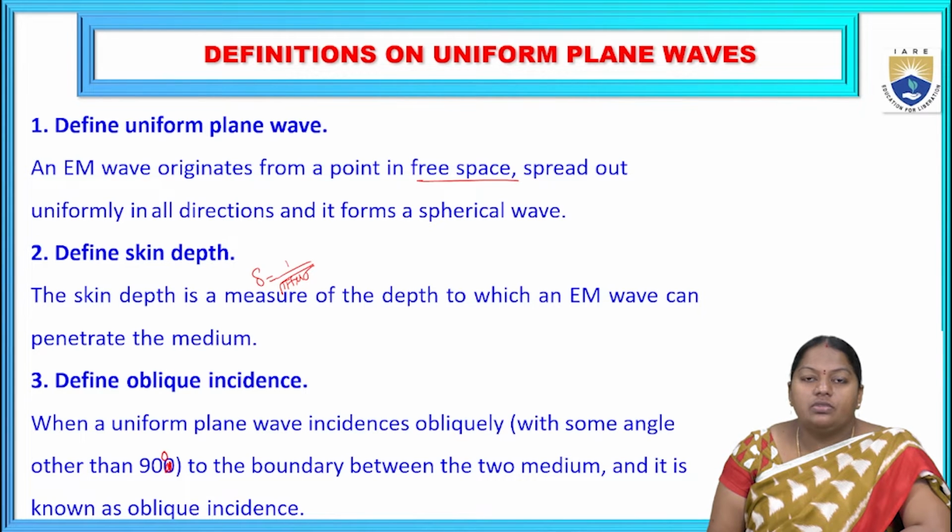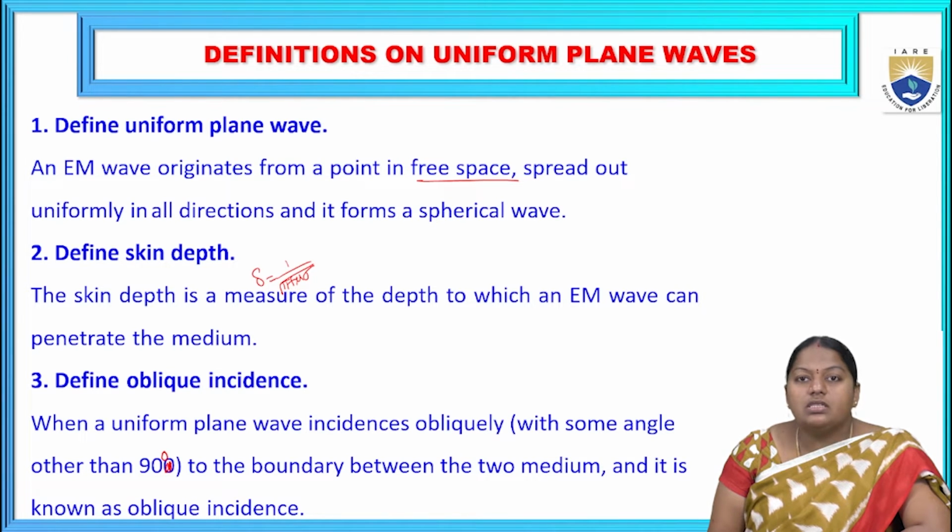A uniform plane wave is a wave that has variation only in the direction in which the wave propagates, and the rest of the fields are considered constants. It originates from a point in free space, spreads out uniformly in all directions, and forms a spherical wave. To define skin depth, we need to consider conductors or conducting materials. The skin depth, or depth of penetration, is the depth at which the electromagnetic wave penetrates into the medium.